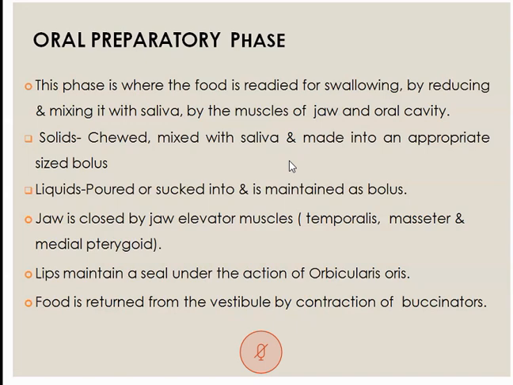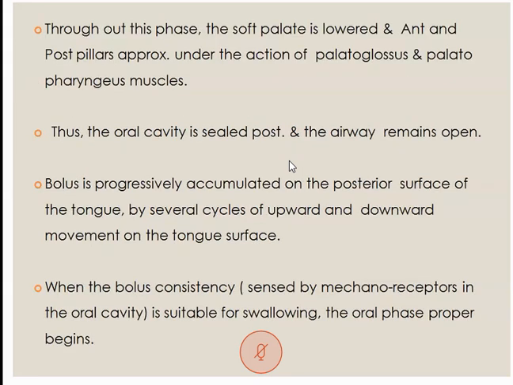Then the food is returned from the vestibule of the oral cavity by contraction of the buccinators. The buccinator cheek muscles contract and the food is pushed to the center of the oral cavity. Throughout this phase, the soft palate is lowered and the anterior and posterior pillars are approximated under the action of the palatoglossus and palatopharyngeus muscles. That is the anterior and posterior pillars of the tonsillar fossa. They come together, the soft palate is lowered, the oral cavity is sealed posteriorly, and only the airway remains open.